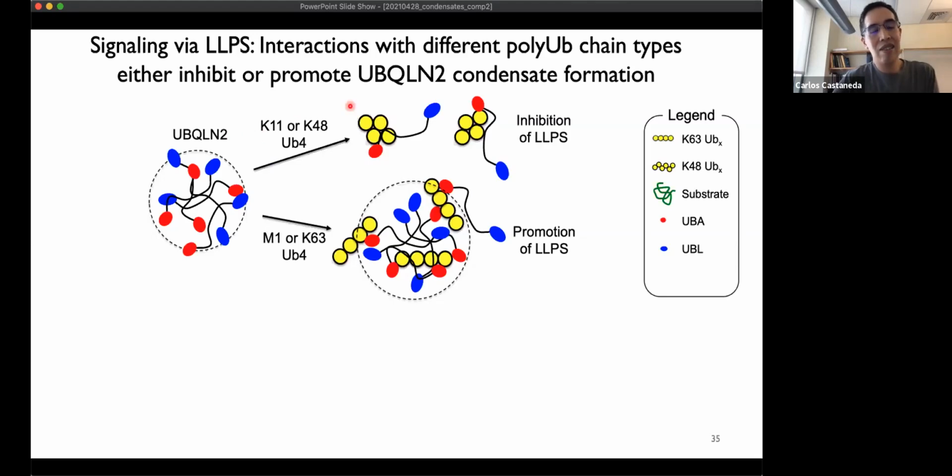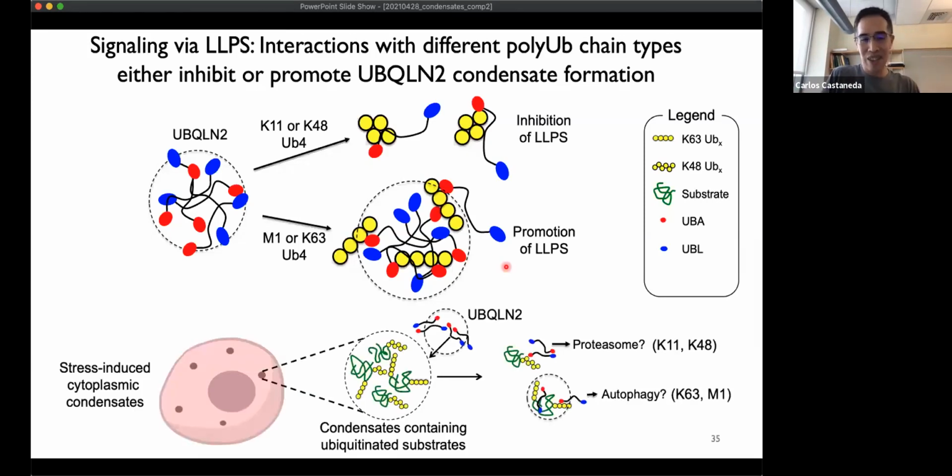What we think is that these different types of chains are driving different types of behavior for phase separation. So I showed you K11 or K48. These chains will largely drive the disassembly of ubiquilin droplets. M1 or K63 chains can largely drive the promotion of phase separation before eventually leading to disassembly, right? What's interesting is that K11 and K48 chains are really involved in signaling things for the proteasome, whereas K63, especially, and sometimes actually M1 chains are involved in signaling things for autophagy.